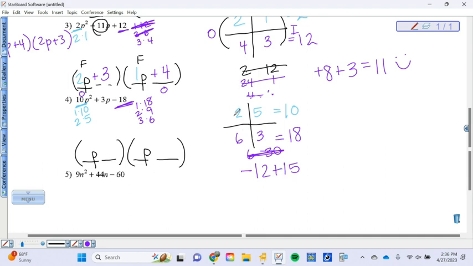All right. So now I know my first terms, right? I'm looking at my T chart to fill this in.